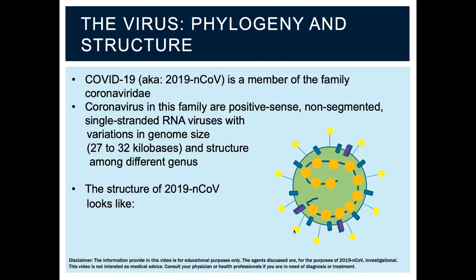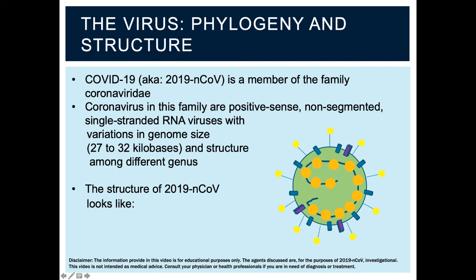Before we get into the drugs and therapies, let's look at the virus, the phylogeny, and the structure, and how the virus replicates. COVID-19, aka 2019 nCoV, or 2019 novel coronavirus, is a member of the family of viruses known as Coronaviridae. Coronaviruses in this family are positive-sense, non-segmented, single-stranded RNA viruses that vary in their genome size and their genome structure between the different genus.